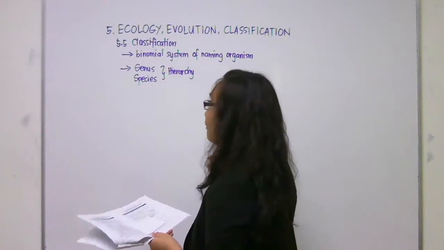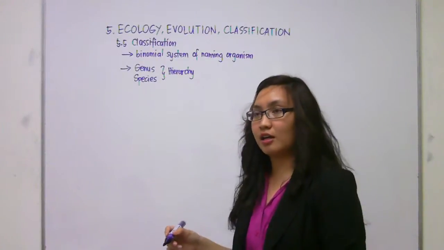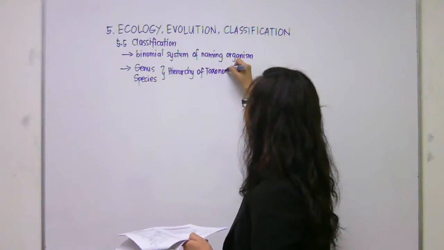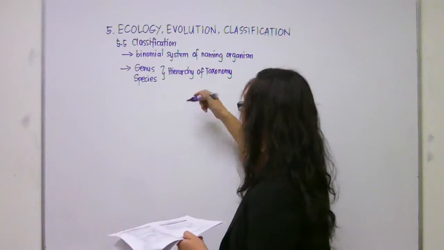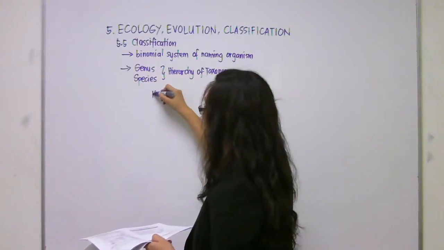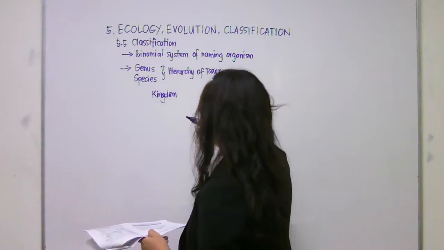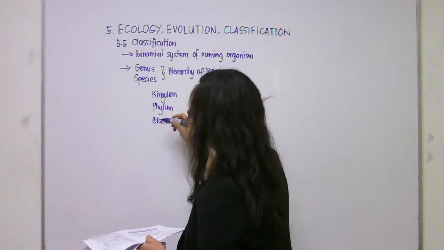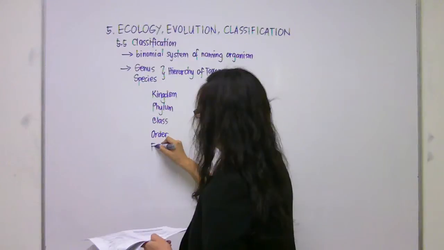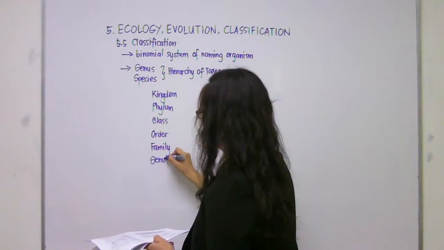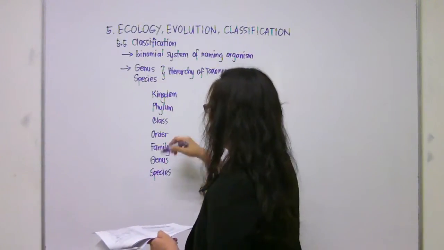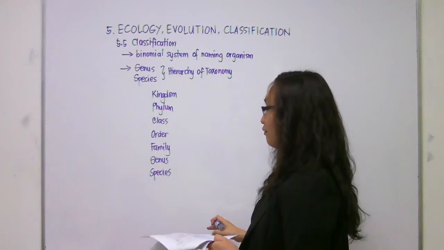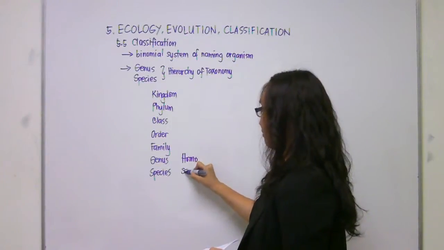For example, in the case of humans, humans are under the kingdom. In the case of the hierarchy of taxonomy, although it's not really required for either SL or HL students, the hierarchy of taxonomy is made up of several levels. Organisms are all classified according to this hierarchy. In the case of humans, we are named Homo sapiens.